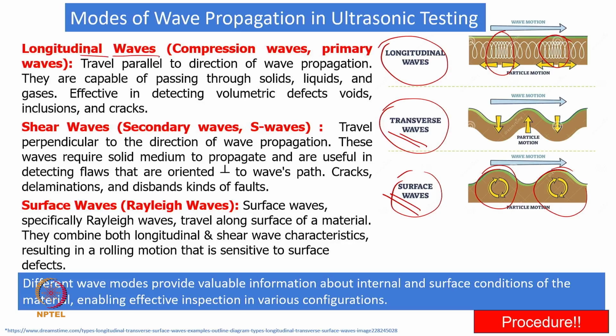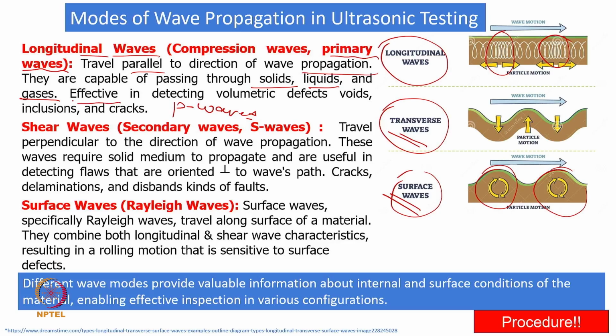In longitudinal waves, we use the word primary waves, and sometimes we use the word P wave. In this case, it travels parallel to the direction of the wave propagation. The advantage is that it can be passed through the solid, it can also be utilized in liquid, and it can also be utilized in gases. So, it can be utilized in all kinds of media: solid, liquid and gases.